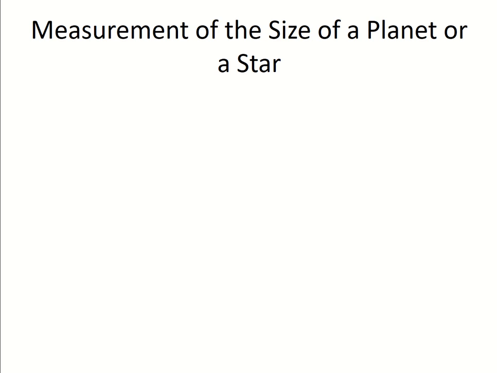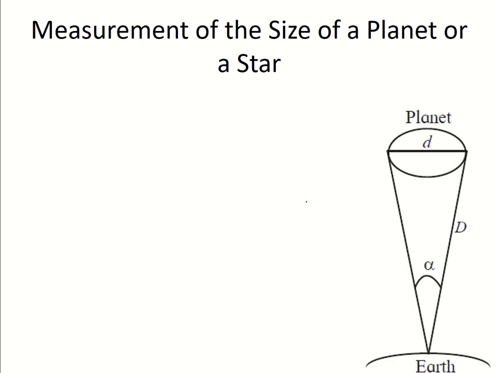Size of the planet, this is interesting. For a planet which is near to us, let us say Mars or Venus, you just point the telescope to one end of the planet, and then you point it to the other end of the planet. So you get the angle by this. Keep in mind that the telescope is at the same place. Now with the parallax method we have already found this distance.